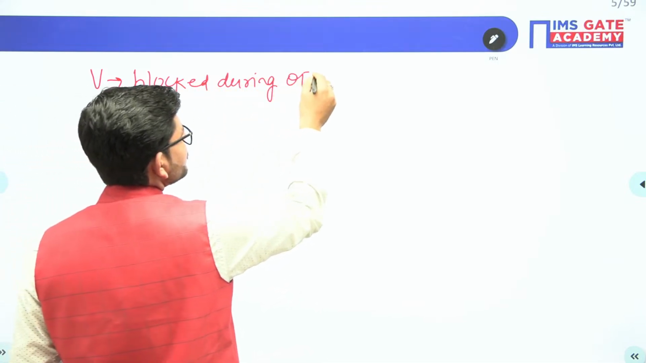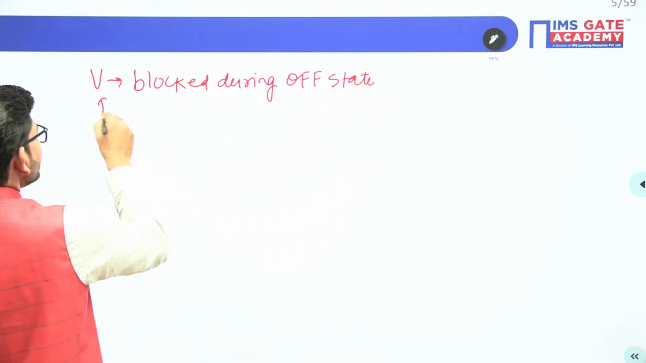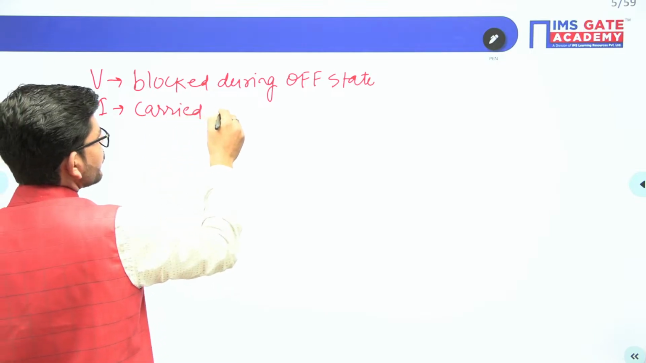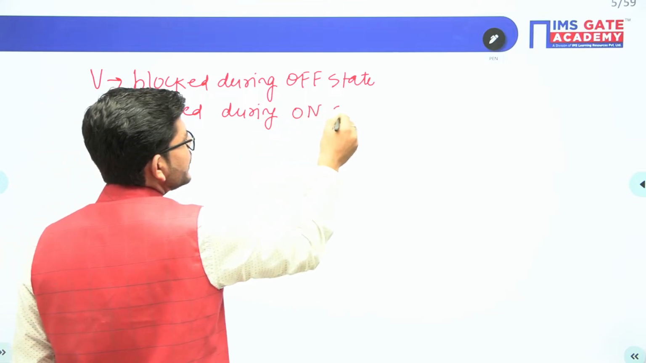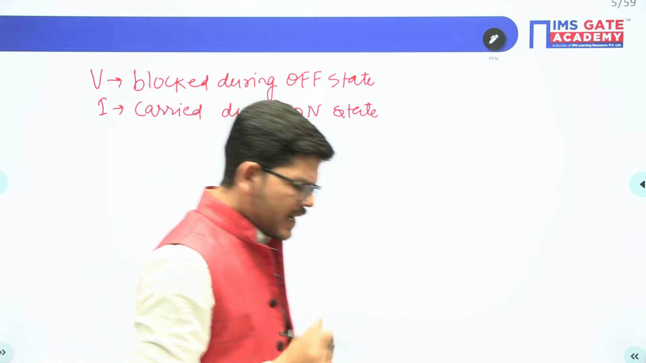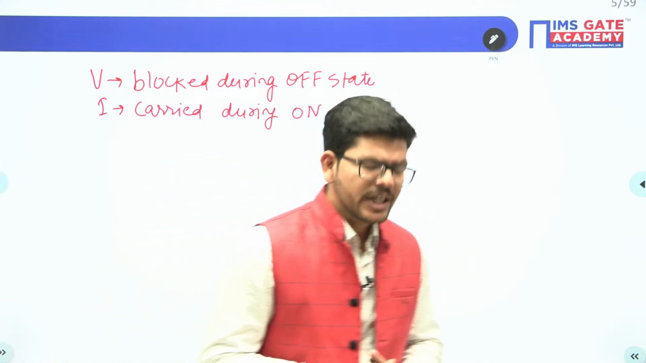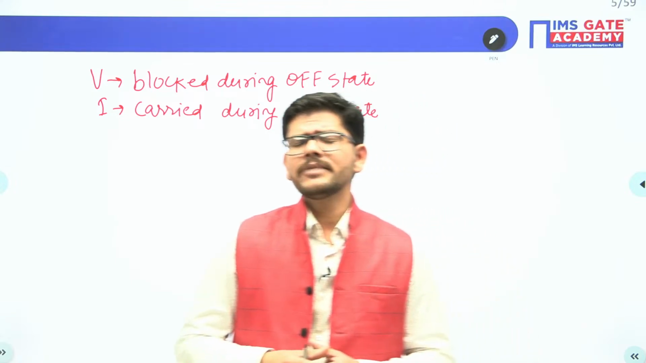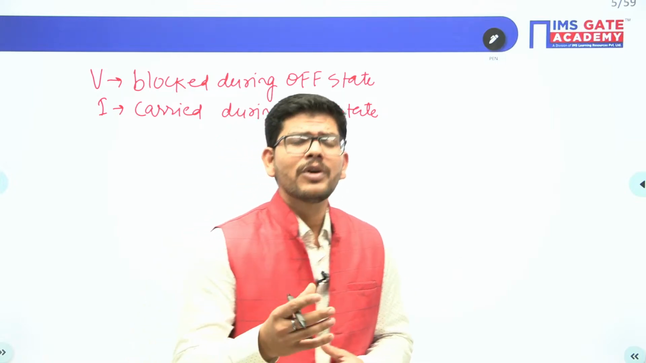The voltage blocked during off state and the current carried by the switch during its on state. These two are the facts that you should take care of. Now, there are two kinds of switches in power semiconductor devices. They can be categorized in two categories. One category belongs to the passive switches and one category belongs to the active switches.